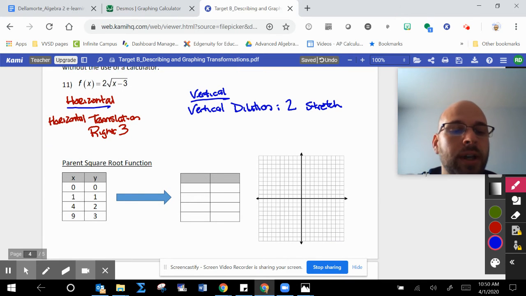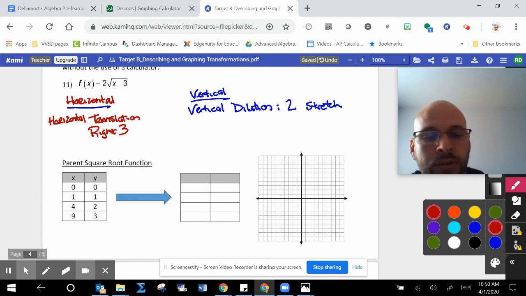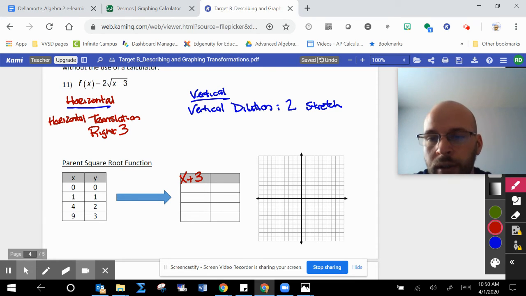Now, if you look at my table of values, I have x and y coordinates. Now, x is your horizontal coordinate, y is your vertical coordinate. So it would make sense if I want to take my graph and shift it 3 units to the right, I'm going to take all my x values and add 3. I'm going to shift it to the right 3 units. I want to add 3 to each of their values.